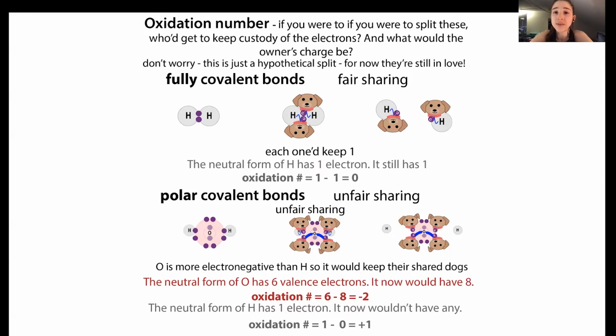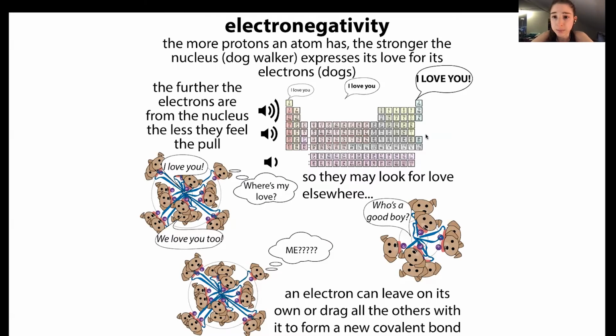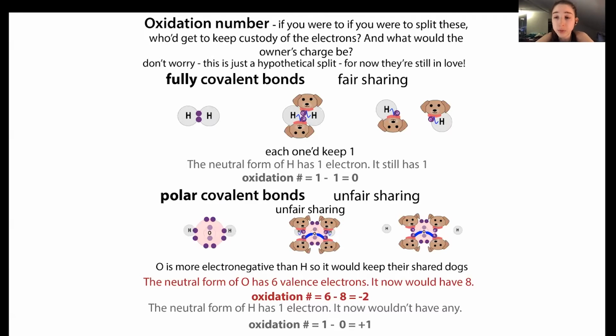So if you were to theoretically split these molecules, you're not actually splitting them, but if you were to, who would get to keep custody of the electrons? It's going to be the more electronegative one. As we were talking about before, oxygen is really electronegative, and it's more electronegative than hydrogen. So if you were to form a covalent bond, a bond where you're sharing electrons, between a hydrogen and an oxygen, then the oxygen is going to hog the electrons more. If you were to split them up, these dogs are going to stay with the oxygen because the oxygen is better able to woo the dogs.